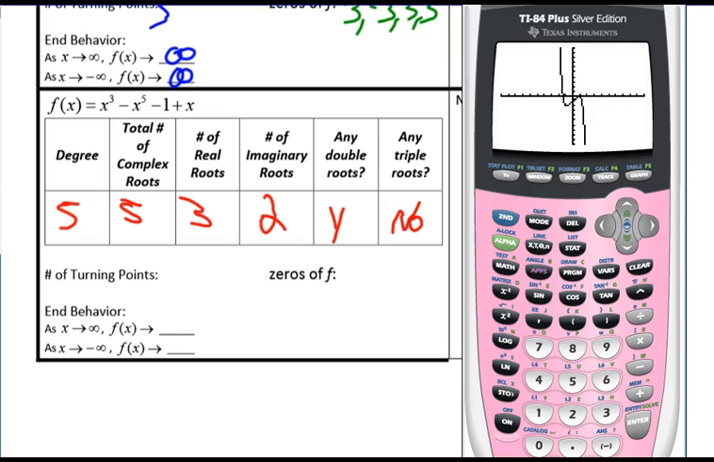What's the number of turning points? 2. Okay. Now, remember that the rule says that the number of turning points could possibly be 1 less than the degree. Okay? It doesn't have to have 4. The maximum number of turning points is 4. So this one, if we look at the graph, has 2.